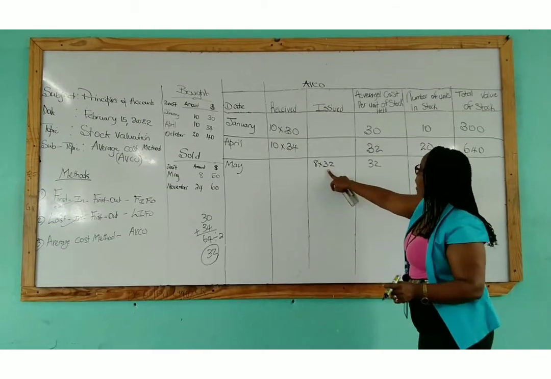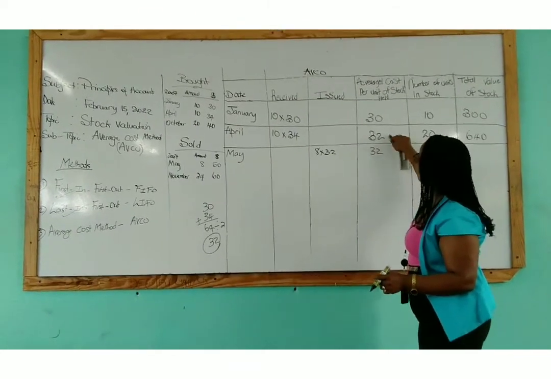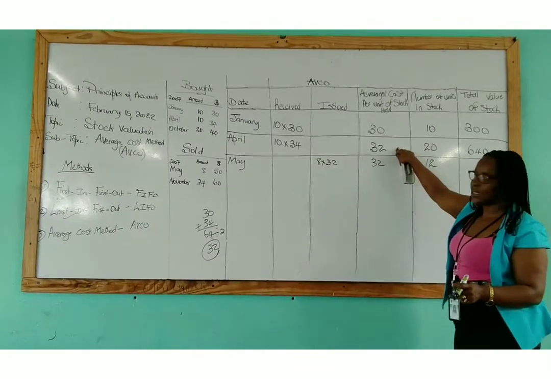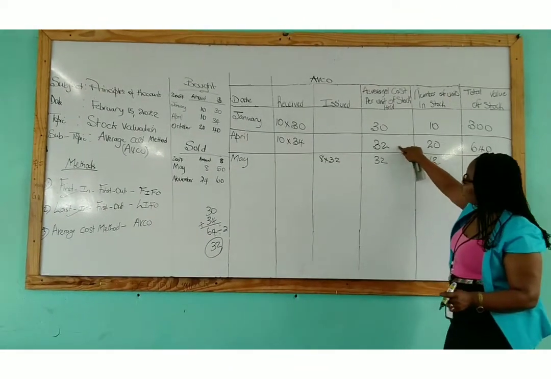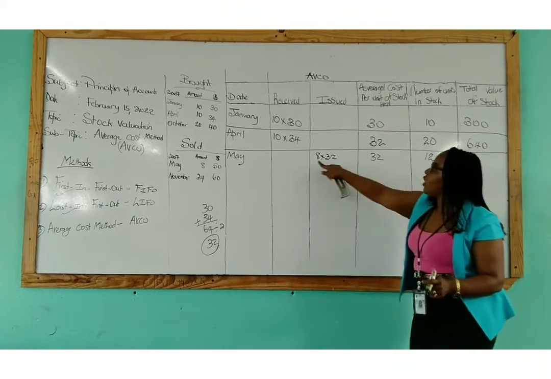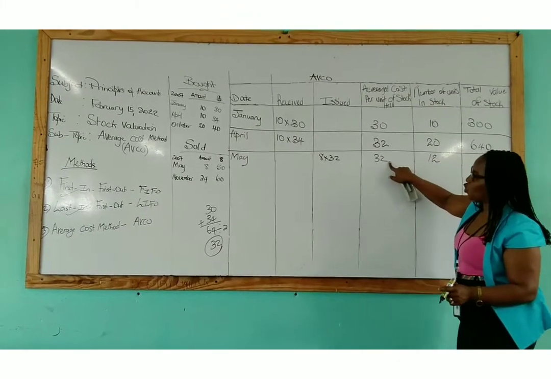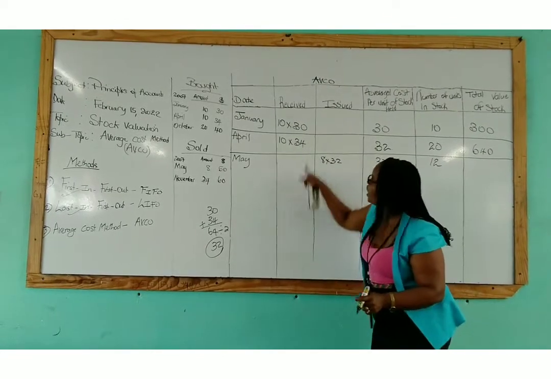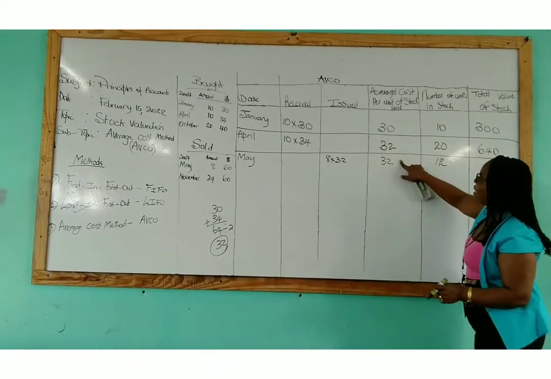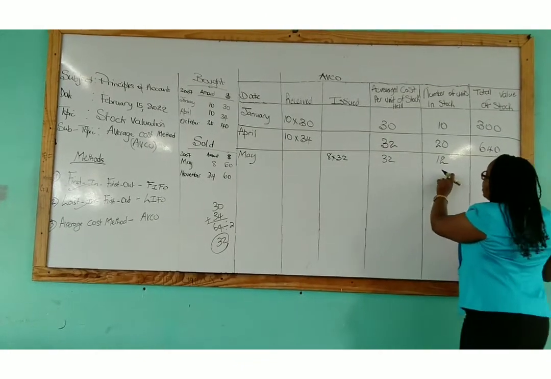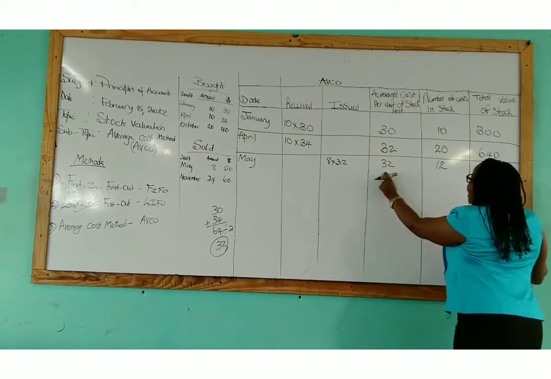And whatever we are issuing, we use the last average cost to issue that at. Because the last average cost was 32, we put it beside this. That means we bring down this 32 because we did not have anything else to change the unit cost. So it still remains at 32. Now all we have to do is multiply 12 times 32.